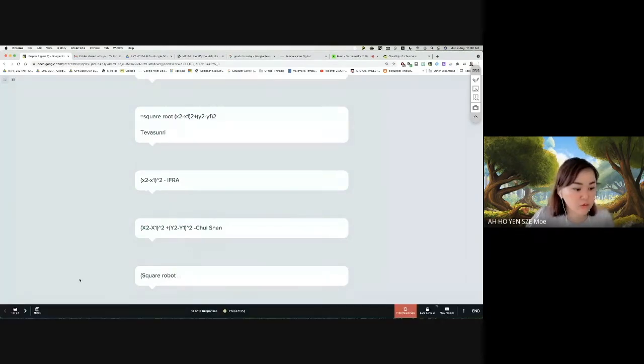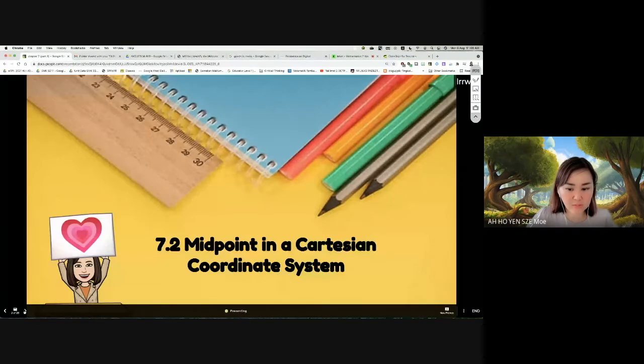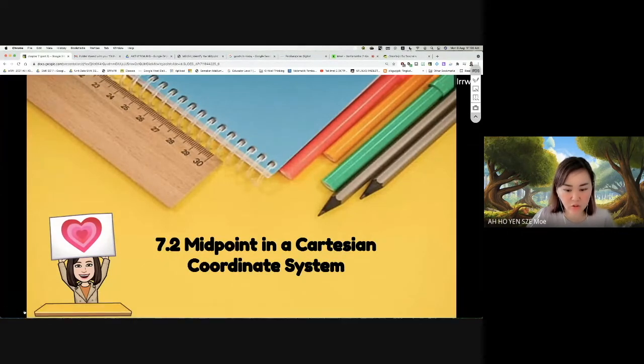Go to the next slide. Please, we have to remember how to use the formula, otherwise you don't know how to find the distance between 2 points. Today we're still in Chapter 7, but we'll proceed to the next part, which is midpoint in a Cartesian coordinate system.